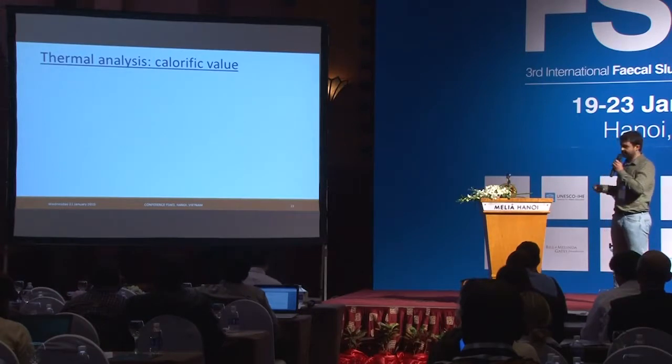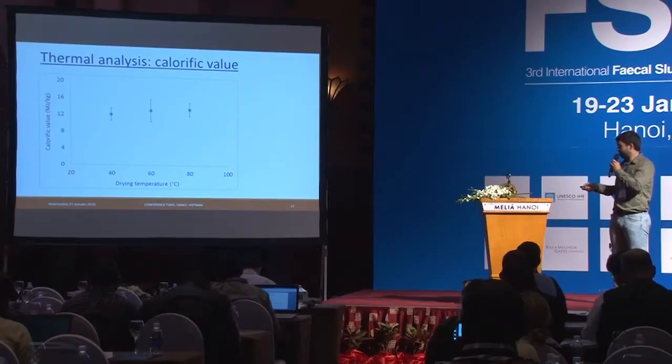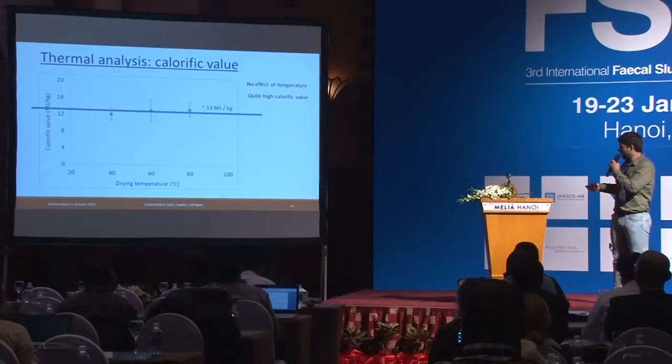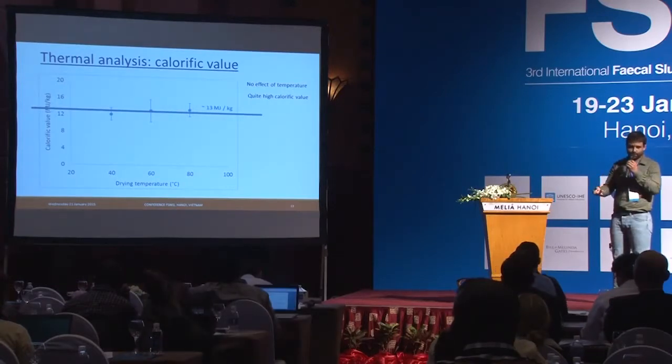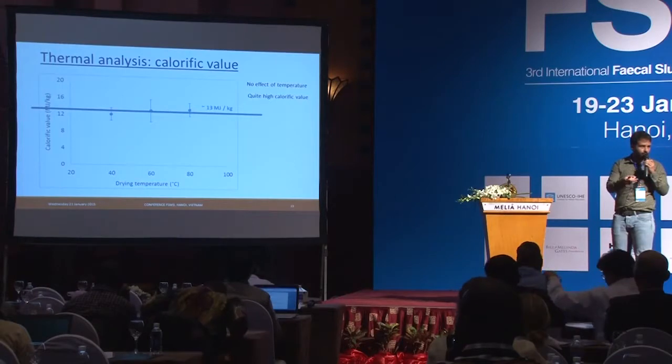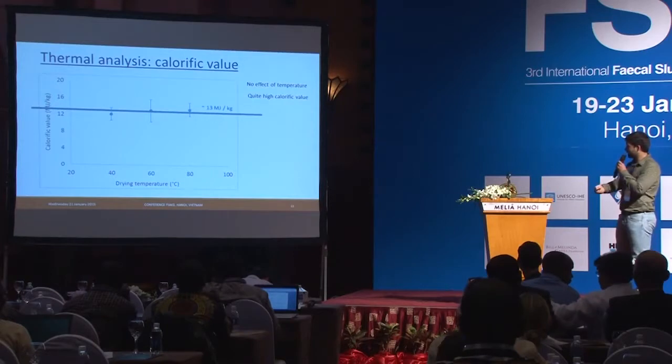Now, in the thermal analysis, we are going to begin by introducing the calorific value, and we can see that for pellets produced at different temperatures, there is no effect of temperature, and we find a calorific value of 30 megajoules per kilogram, which is quite high if we compare it to wood. It's similar to wood, which is 1/3 of coal and natural gas.